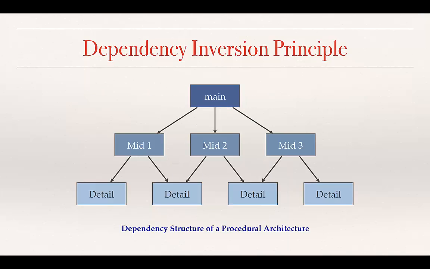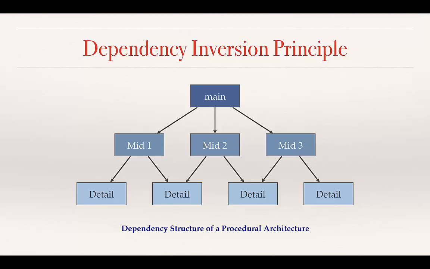Here's an example from Martin's paper. This is a standard procedural architecture. Sometimes it's called a call and return architecture. This is the architecture that's most commonly used in non-object-oriented languages like C. The main module depends on mid-level modules that in turn depend on more detailed modules.